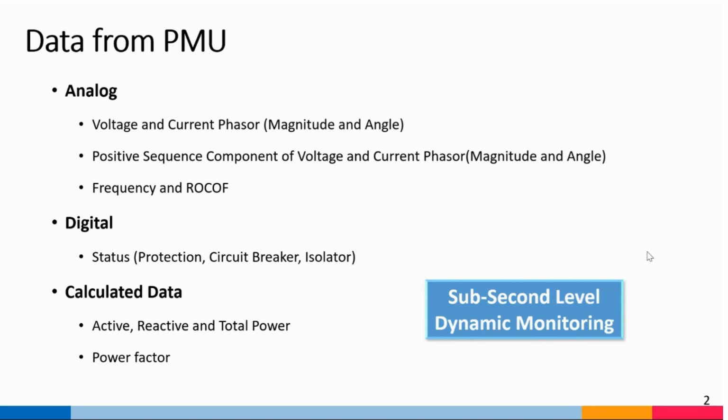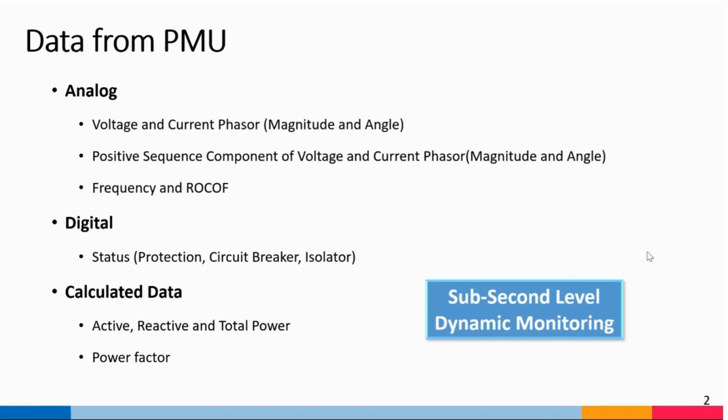Then what we get is the positive sequence component of the voltage and current phasor, because this positive sequence component is utilized for the frequency and rate of change of frequency calculation through the synchrophasor algorithm. Then we have digital status also, like protection, circuit breaker, isolator, whatever digital status you want to get from the PMU, that you can incorporate and couple with the Synchrophasor devices installed in the field. And then you can have some calculated data like active, reactive, and total power and the power factor.